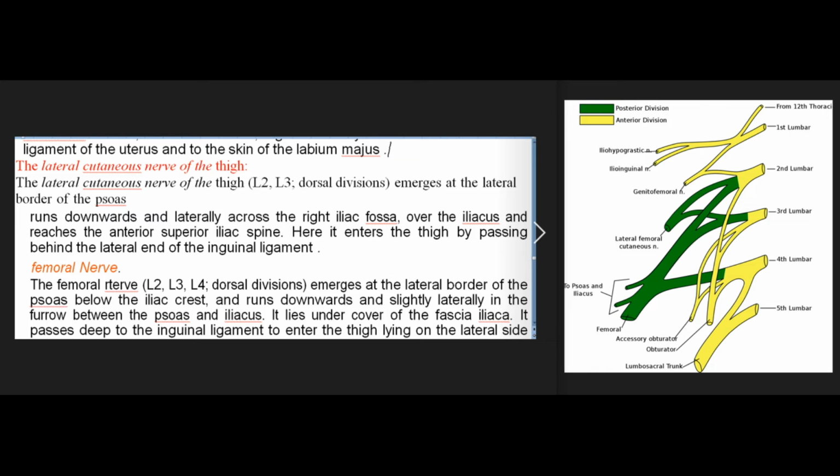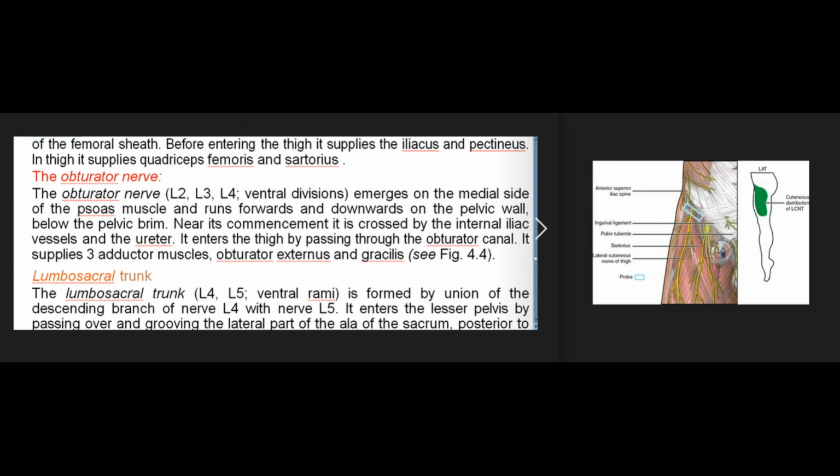Femoral nerve. The femoral nerve, L2, L3, L4, dorsal divisions, emerges at the lateral border of the psoas below the iliac crest, and runs downwards and slightly laterally in the furrow between the psoas and iliacus. It lies under cover of the fascia iliaca. It passes deep to the inguinal ligament to enter the thigh lying on the lateral side of the femoral sheath.